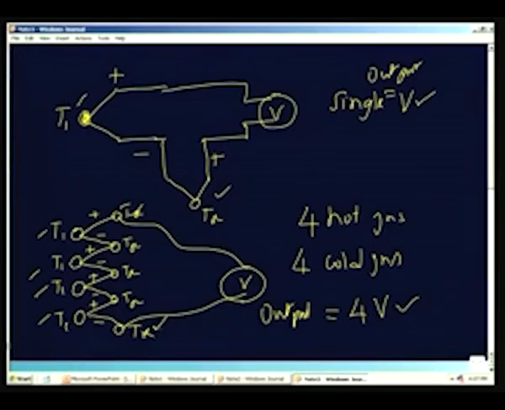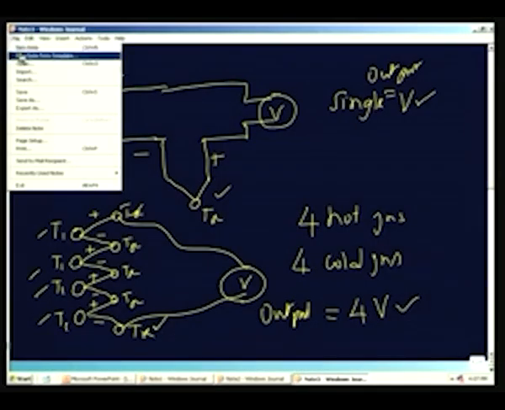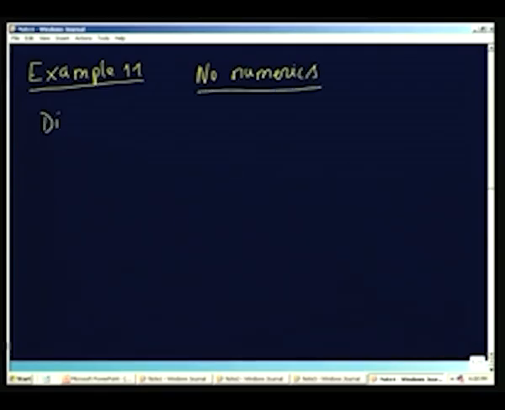So, with this background, let us take a look at the example. The example I am going to take is the following. I will call it example number 11. No numerics here. I am just going to explain how to use a differential thermocouple arrangement as a calibration device.